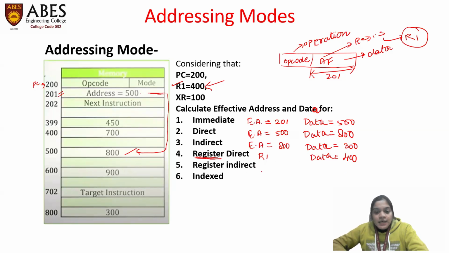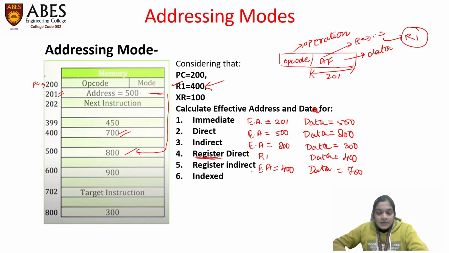Now register indirect. In case of register indirect, you are having the value from the register set. So in the register number, you have the value 400 in the register set. From the location 400, you will fetch the data, that is indirect addressing mode. So the effective address will be 400, which is the location of the memory set where your operand is stored. The effective address is 400 and the data stored at location 400 is 700.